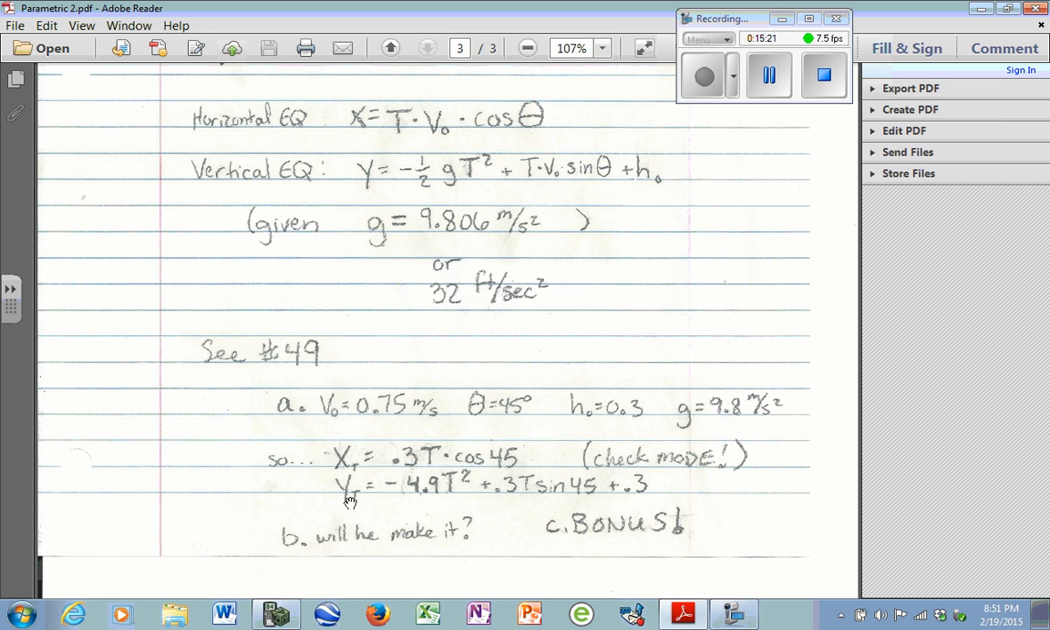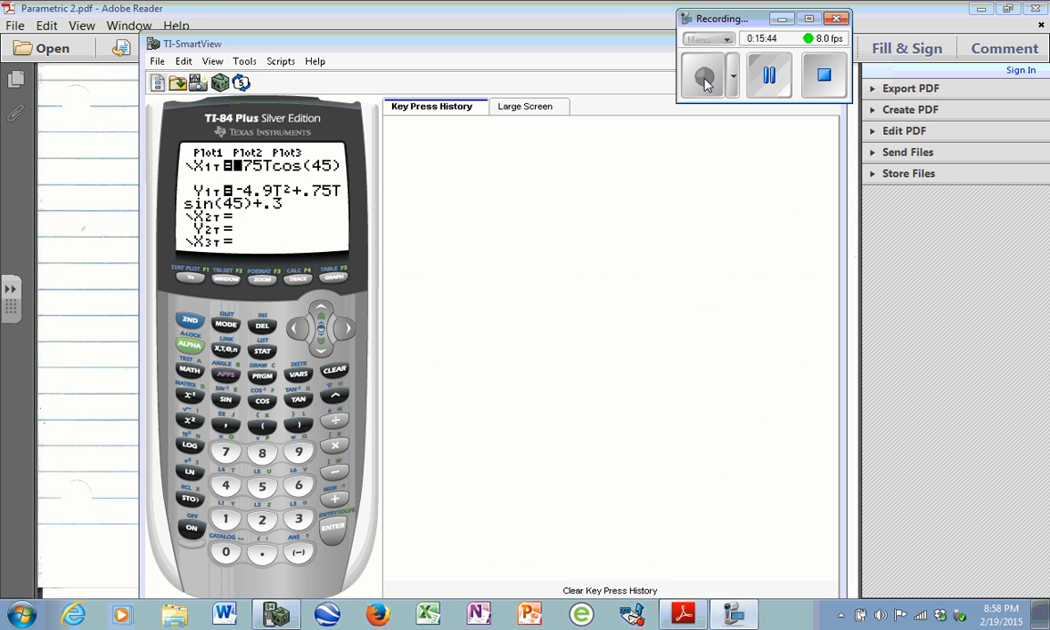For y of t, we've got negative 1/2 times 9.8, which gives me negative 4.9 t squared plus, is that the velocity there? I put it in front, 0.3 t sine of 45 plus the original height. We got all that stuff in there. And lo and behold, drat. Did you see my mistake? I was putting 0.3s in there. It's 0.75 for that velocity. So 0.75 t cosine 45, and you want negative 4.9 t squared plus 0.75 t sine 45 plus 0.3.